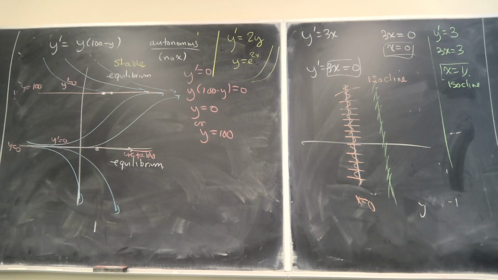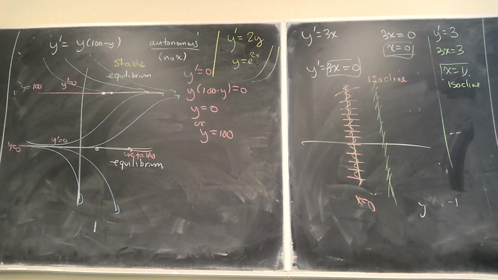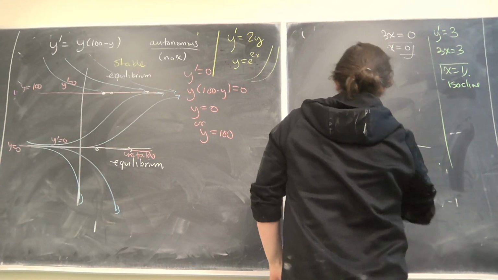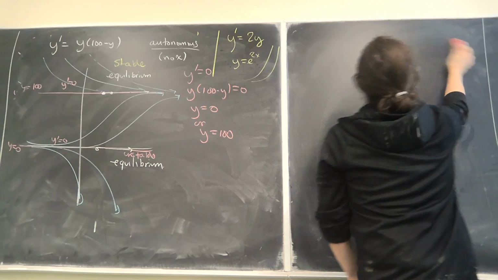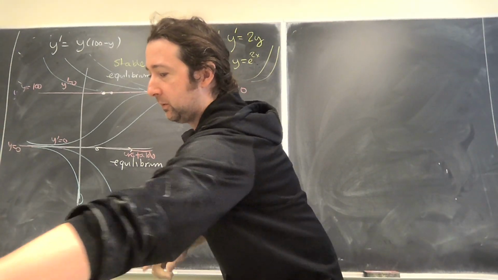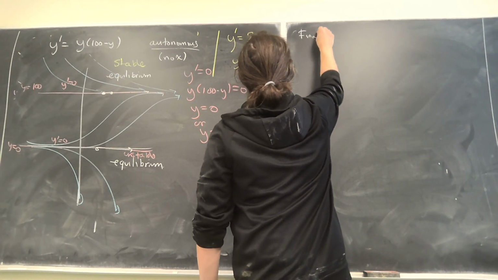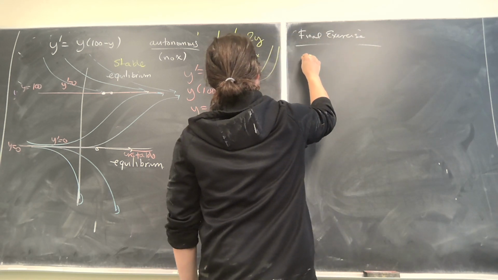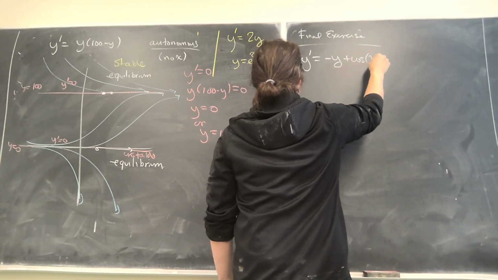Okay? All right, so here's our last exercise for the day. I'm going to give you a more interesting problem to think about. So here's our final exercise for the day. Let's look at the differential equation y prime is equal to minus y plus the cosine of x.